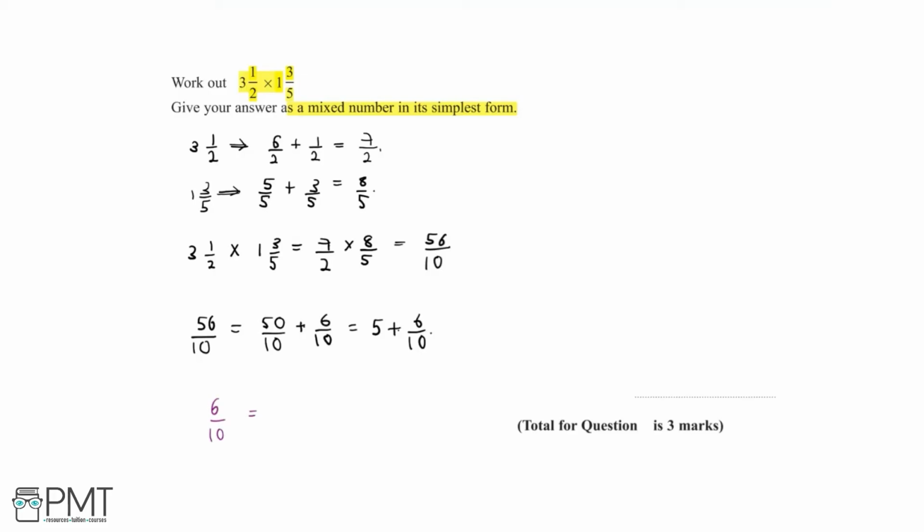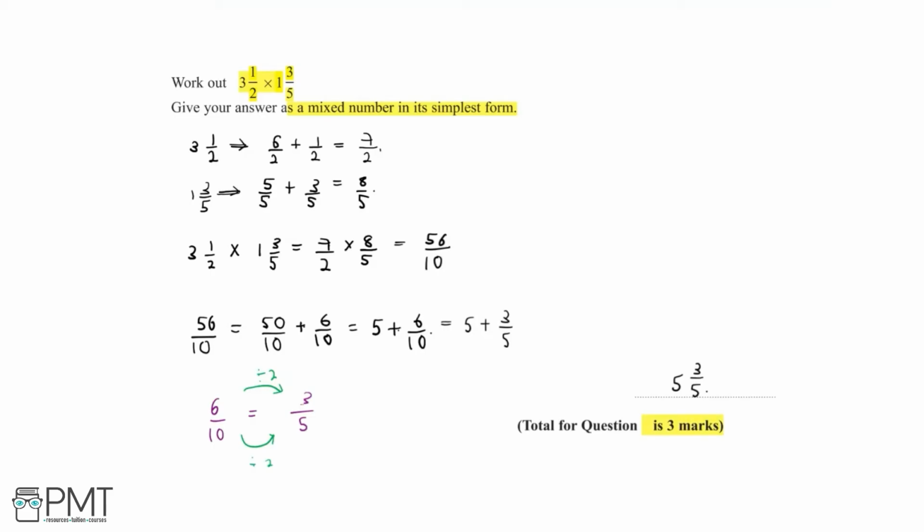Now to simplify 6 over 10, we can divide both the numerator and the denominator by 2, and so 6 over 10 is equal to 3 over 5 in its simplest form. Now going back to our answer, we said that 56 over 10 is equal to 5 plus 6 over 10, which is equal to 5 plus 3 over 5. And so we've now found that our answer as a mixed number in its simplest form is equal to 5 3/5.